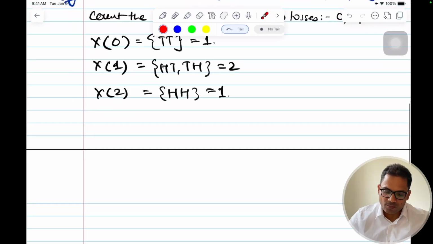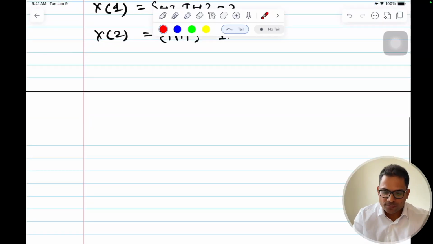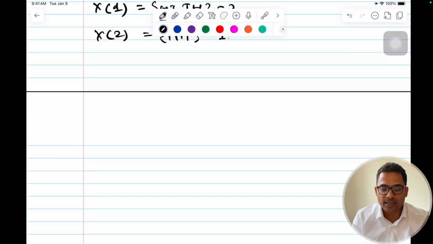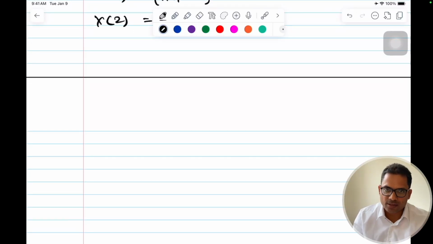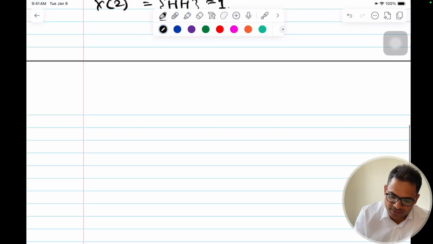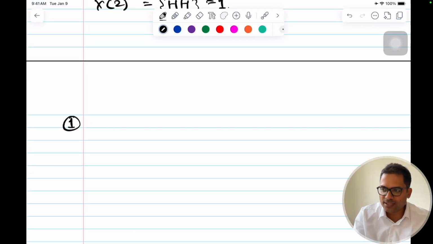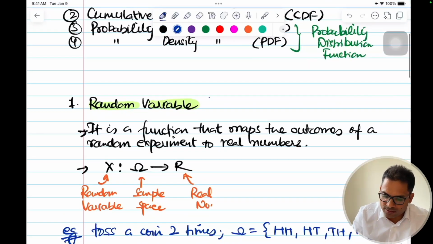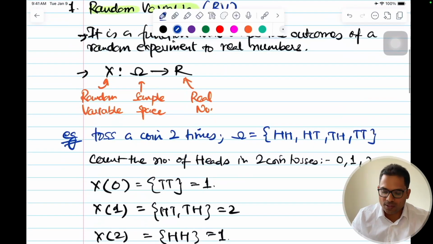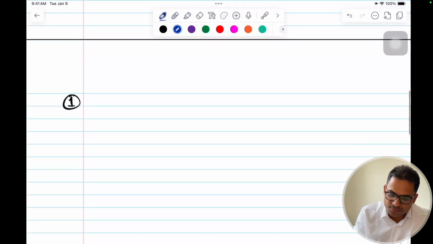Again, depending upon the outcome or the kind of data that we are dealing with, random variables can be of two types: discrete and continuous. What is discrete? We have seen discrete in the past also. I will denote this random variable using RV so that it's easier for me. So the first one is discrete. What is a discrete random variable?